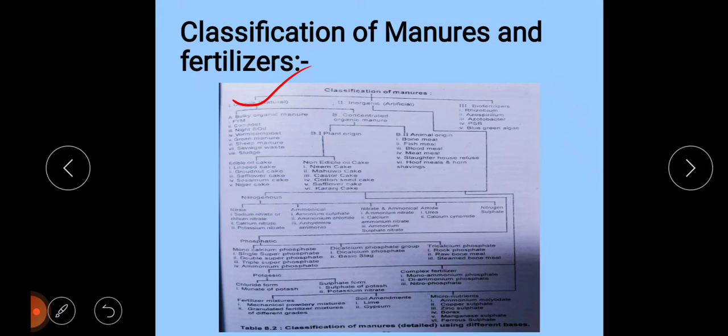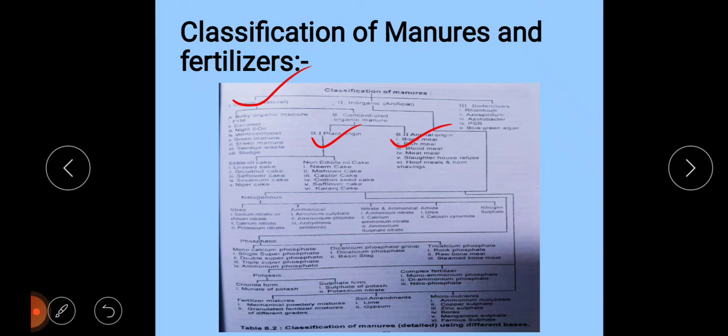So basically in bulky organic manure there are FYM, compost, night soil, vermicompost, green manuring, sheep manuring, sewage waste and sludge. These are the different bulky organic manures we have to use as a nutrient source. Then concentrated organic manure has two distinct types. The first one is plant origin and the second one is animal origin.